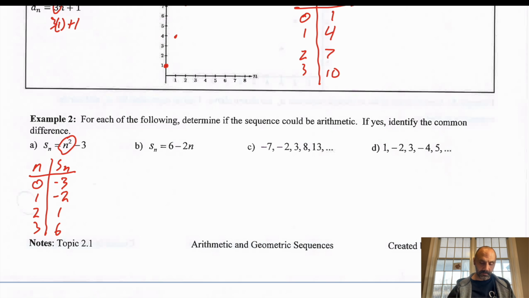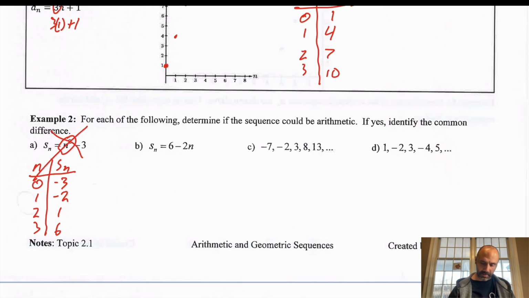When I plug the numbers in, for 0 I get -3, for 1 I get -2, for 2 I get 1. You can see that the differences between them are different. Between -3 and -2 is a difference of 1, and then between -2 and 1 there's a difference of 3. So this is not arithmetic. Put an X through it.